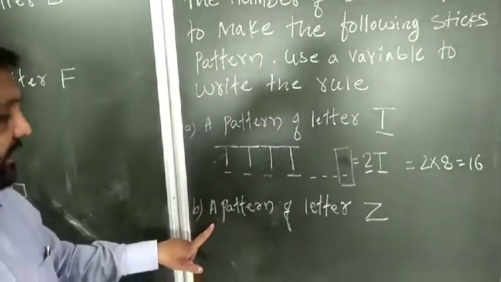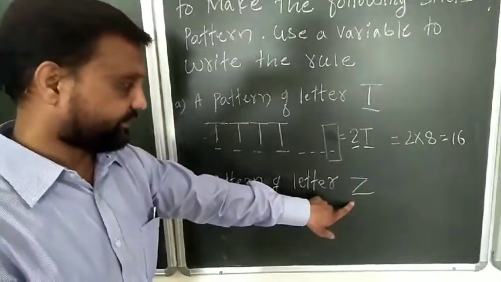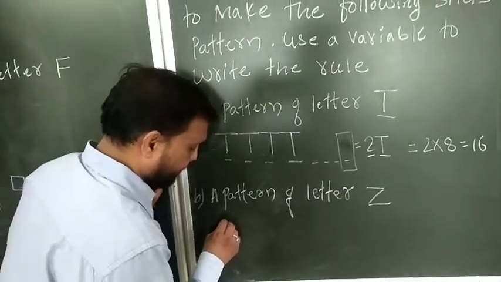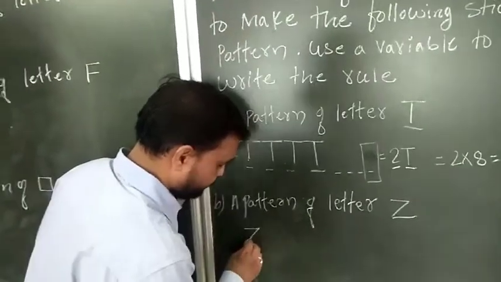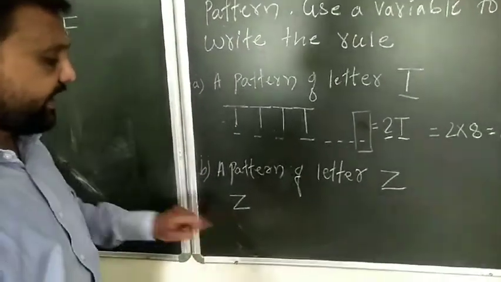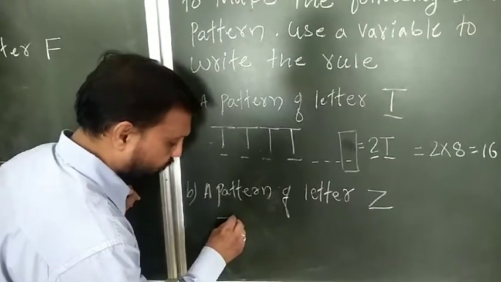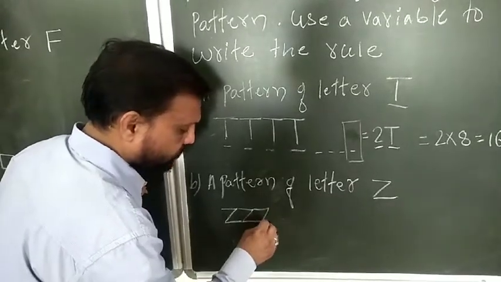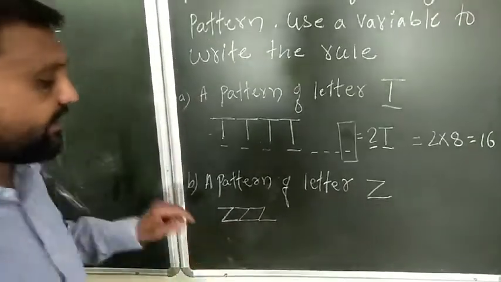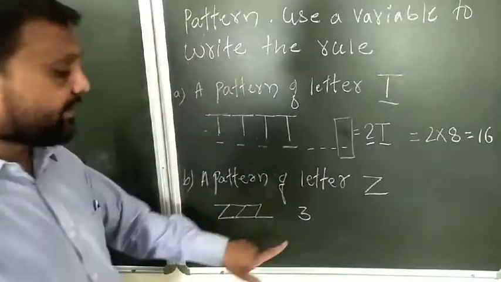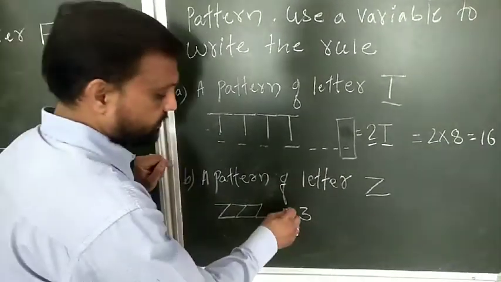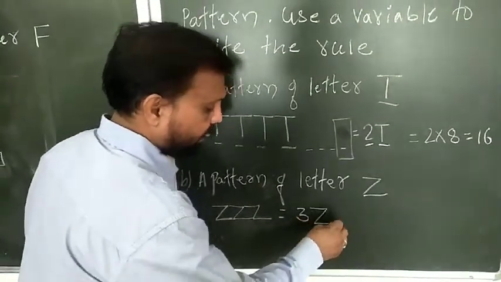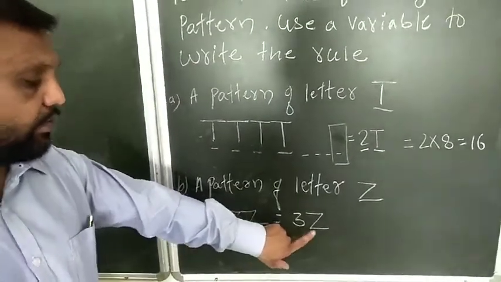Now we will go for the second pattern. A pattern of letter Z. So what is the rule for Z? To write a Z I require 3 sticks. 1, 2, 3. If I want to make one more Z, again 1, 2, 3. Again 1, 2, 3. So every time how many sticks do I require? 3 sticks. So the rule is, I am taking Z as the alphabet variable because I am writing a Z. So here 3Z. Because every time 3 sticks are required to make a Z.